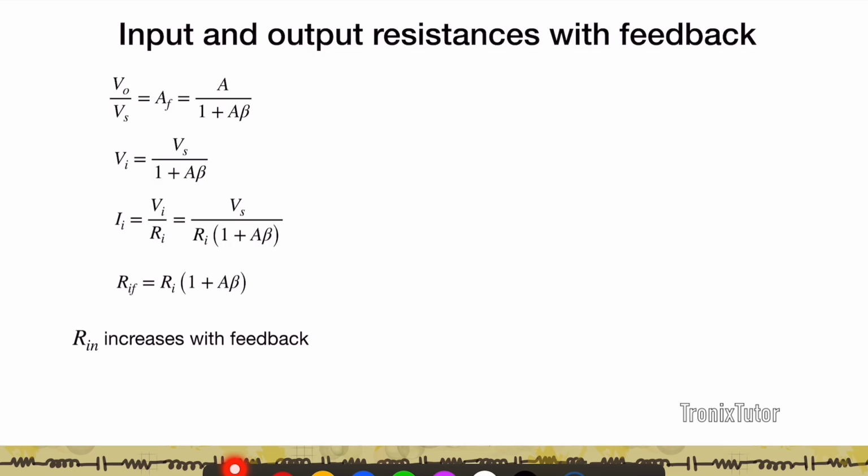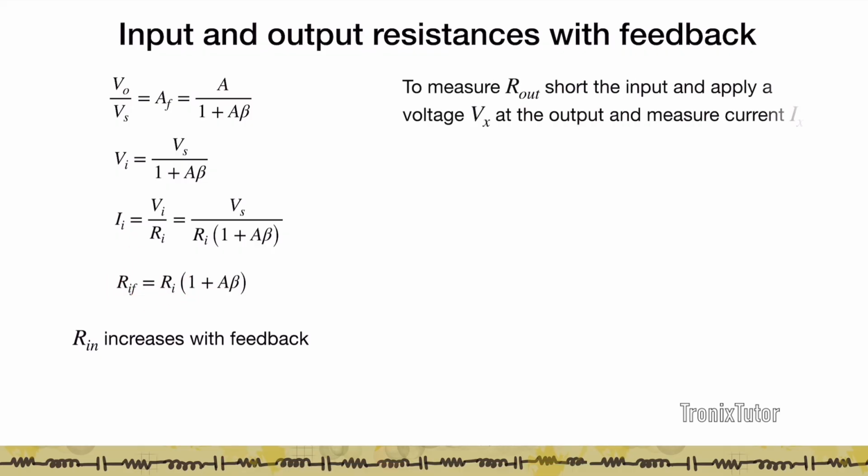And if you think about a voltage amplifier, in a voltage amplifier, you want your Rin to be as high as possible and you want your Rout to be as low as possible. So what feedback is doing is feedback is increasing the apparent input resistance that happens in the circuit.